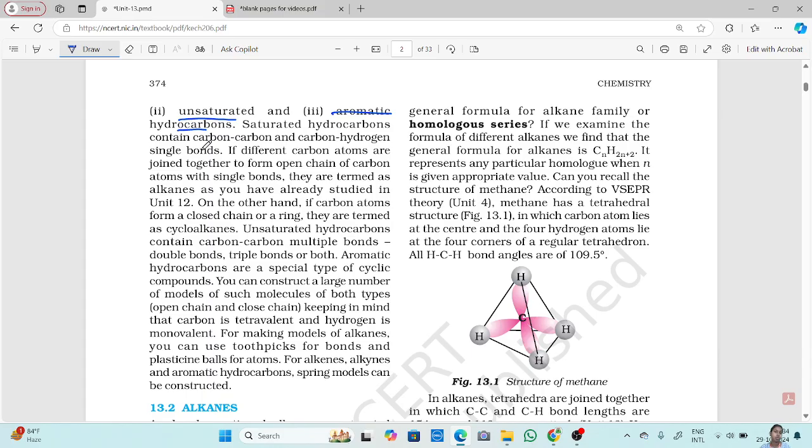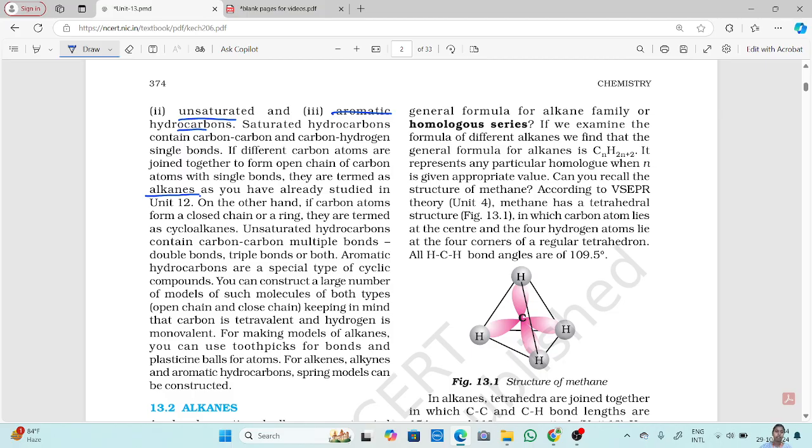Now when we join different carbon atoms together to form a chain of carbon atoms, this chain should have single bonds in it. However many carbon atoms you are joining, they should be joined with single bonds. They are termed as alkanes. So alkanes are basically carbon-hydrogen long chains with single bonds in them, and they are an example of saturated hydrocarbons.